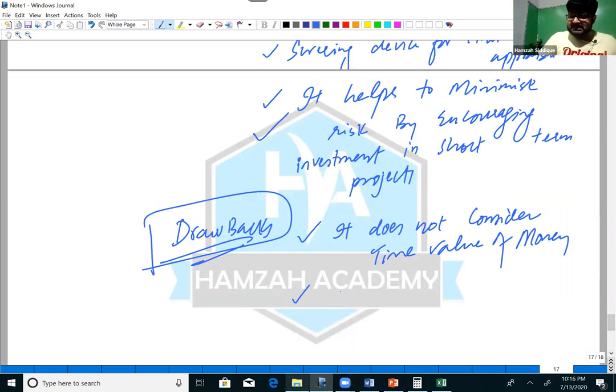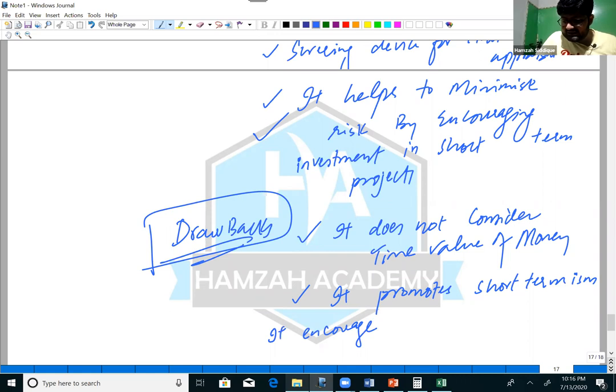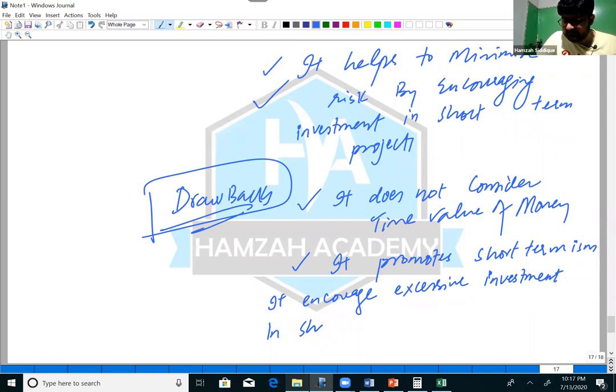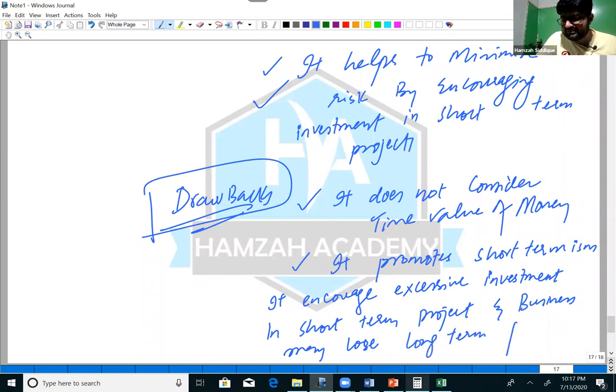Secondly, it promotes short term, means it encourages excessive investment in short term projects, and business may lose long term focus. You see, by payback we say the shorter the payback, accepted. So sometimes we need to go for long term projects, for a long term perspective. So payback ignores that, and there is a risk attached with it.